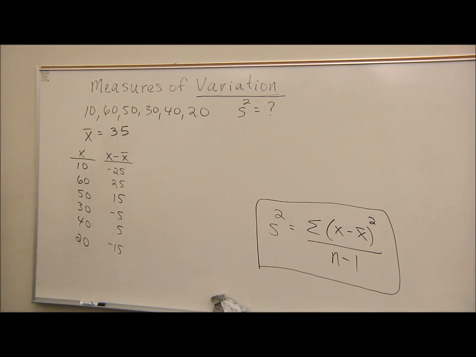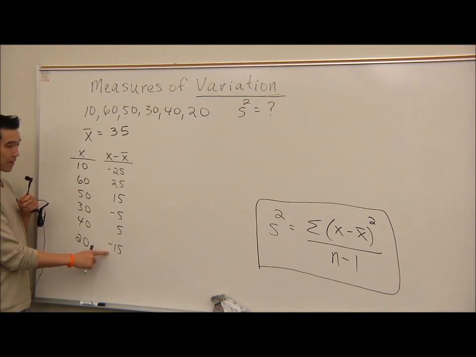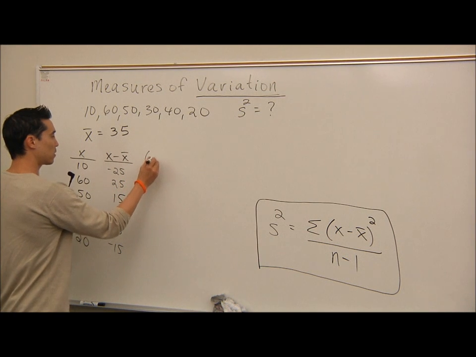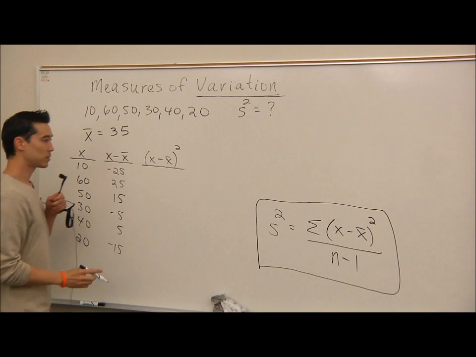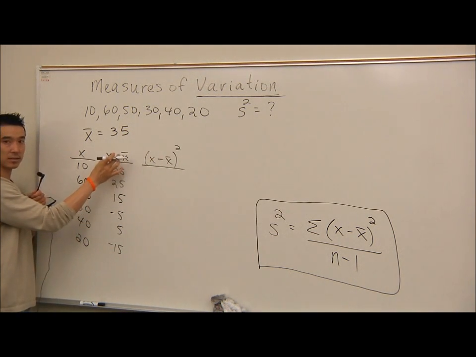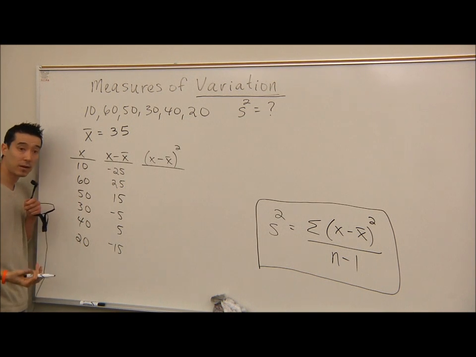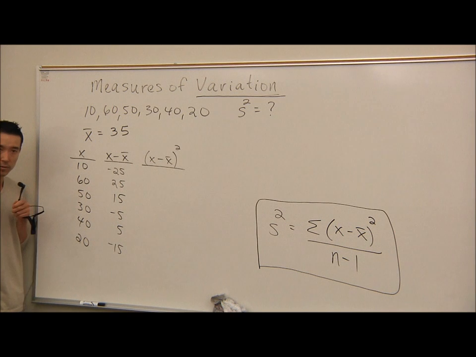Okay, so double check that I did this right. Did you get negative 25, positive 25, 15, negative 5, 5, and negative 15? Great. One more column. This time, we'll call this column x minus x bar quantity squared. If I'm just squaring this, you just take each of these numbers and square them. What happens when you square a negative number? It's positive. So you should have all positives when you list this out. Go ahead and do that next.